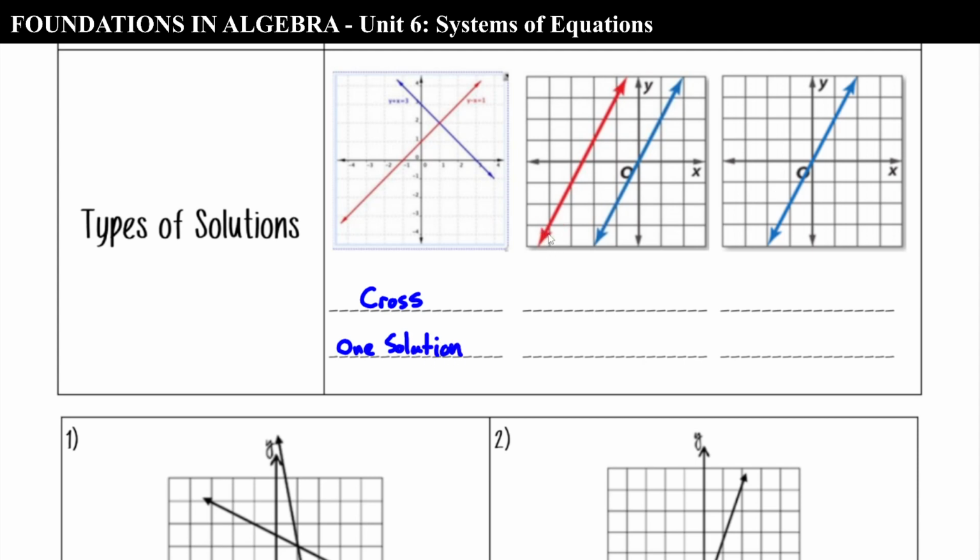Now the second graph, they are not crossing at all. In fact, the lines are parallel. So if your lines are parallel, that means they won't share any point at all. So that means we have no solution. And then in the third graph, it looks like we only have one line, but the second line is actually underneath the one on top. So if the two lines are on top of each other, or you have the same line, then it shares all the points. So you have infinite solutions.